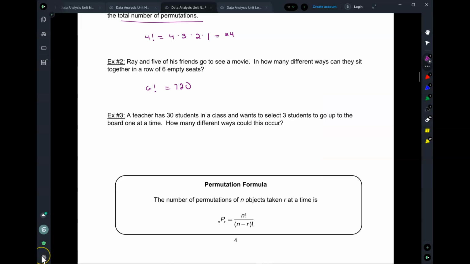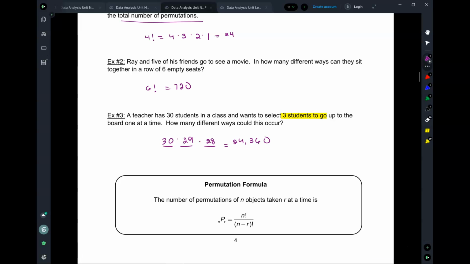The teacher wants to select just 3 students, not all of them, just 3 students to go up to the board one at a time. So 3 need to be selected. How many different ways can this occur? So if there are 30 students, how many choices are there for the first student to go up? 30. Then for the next student, how many choices are there? 29. And then 28. So this is where you stop. Okay? 30 times 29 times 28, and then that will be 24,360.